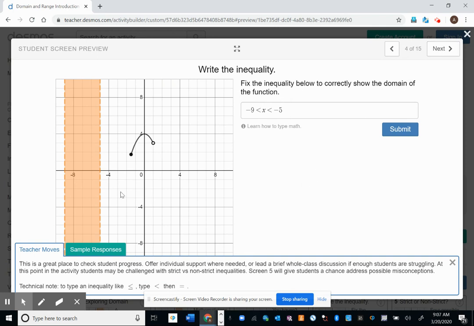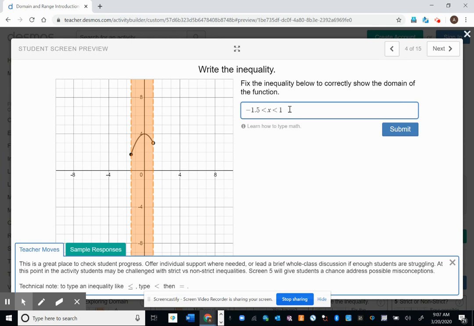Looking at this graph, I notice that it begins here where x is equal to negative 1.5, and it ends where x is equal to 1. So when we're talking about just the domain of the graph, here's where it starts and here's where it ends. So I'm going to change this negative 9 to a negative 1.5 and change the negative 5 to a 1. And I've almost got it fixed.